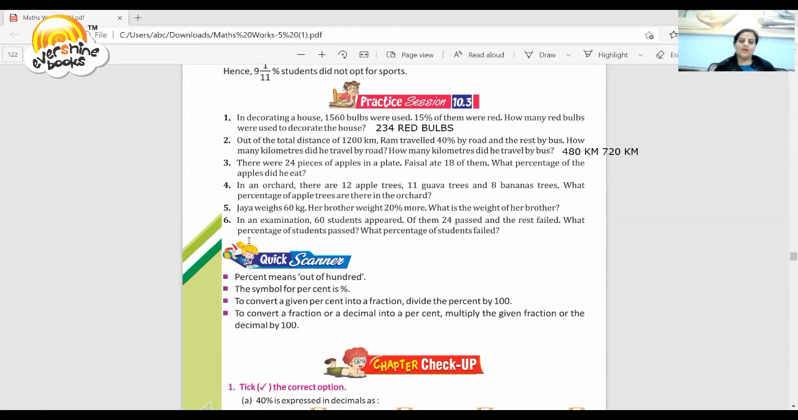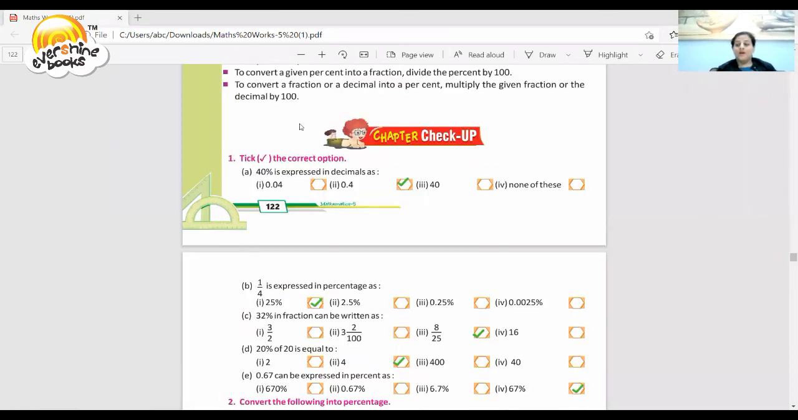Now, in an examination, 60 students appeared. Of them, 24 passed. So 24 upon 60. The rest failed. What was the percentage of students who passed? What percent of the students failed? You have to take out the percentage of all the students who failed and who passed likewise. Now we have come to the end, that is the chapter checker.